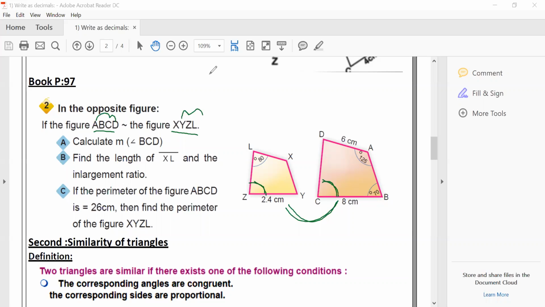Angle D equals angle L. Yes, I have a very important thing, that angle D is equal to its corresponding angle. Its corresponding is L. Okay. Angle D equals angle L. So this angle equals 80. Can you get the fourth one?